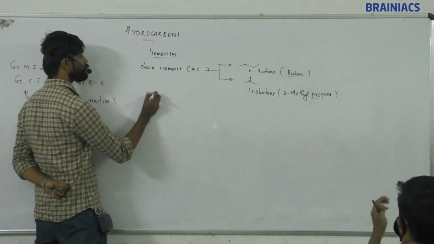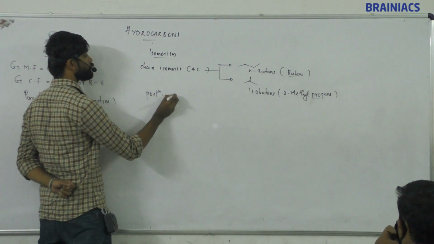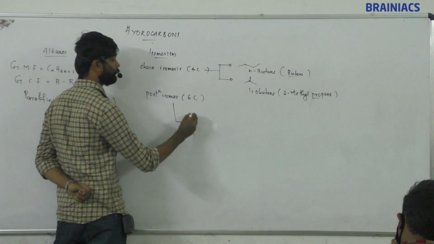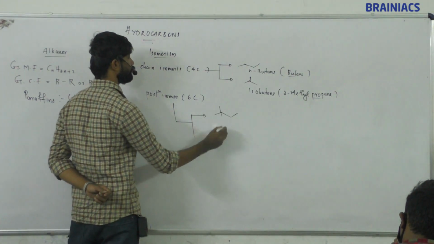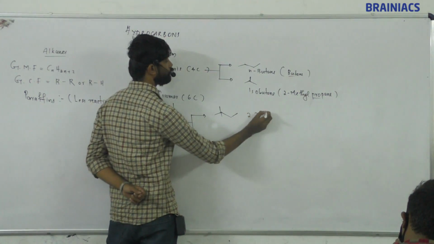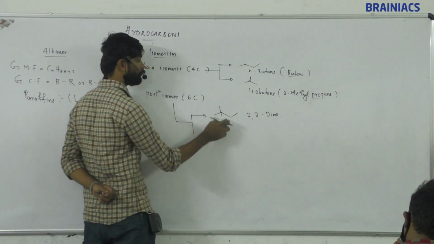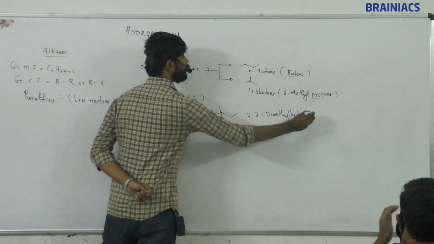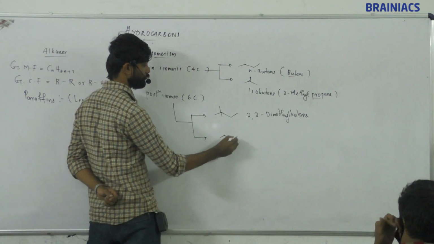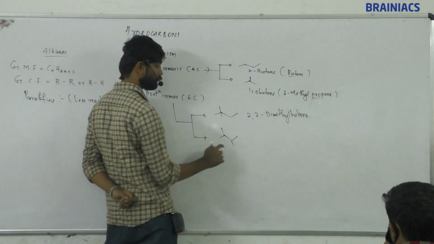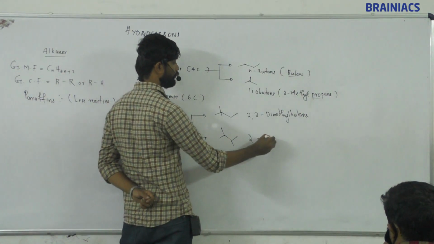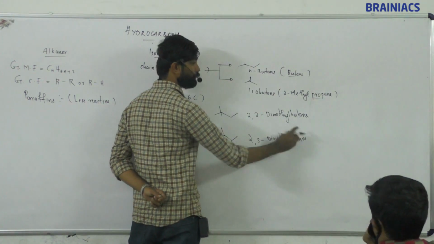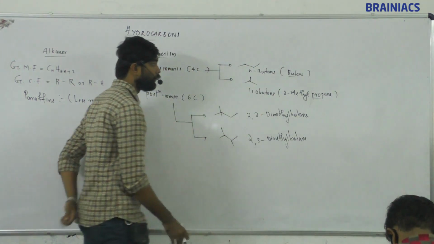And it can show position isomerism. Alkane can show position isomerism if there are 6 carbons. Let the molecule be this one: 2,2-dimethyl butane. Its position isomer is 2,3-dimethyl butane. So what is the difference? The main chain and the branches are all the same.